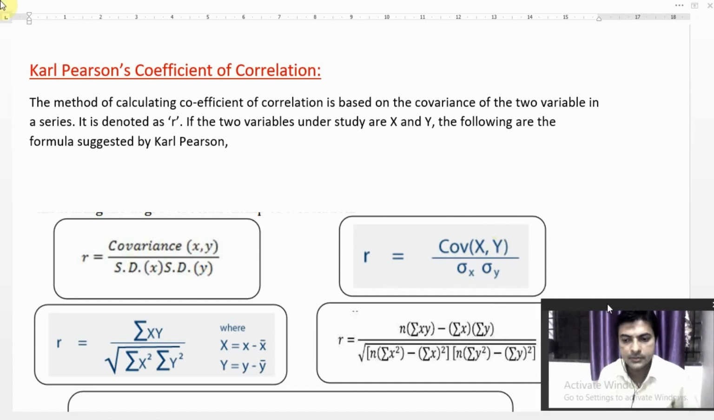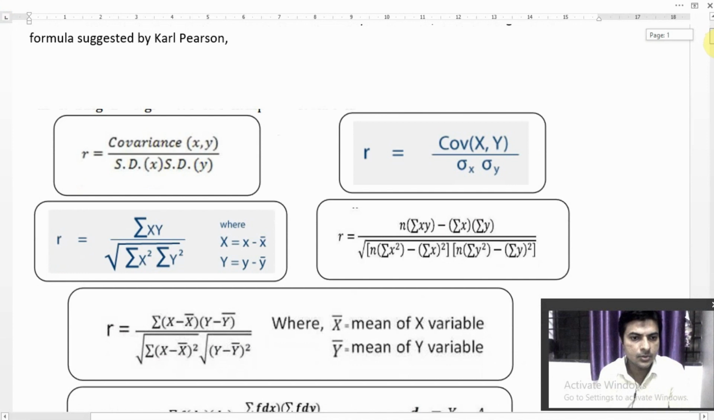Here I have quoted a few formulas. Just go through this. R is equal to covariance of x comma y divided by standard deviation of x into standard deviation of y. Similarly, we have another correlation coefficient formula. R is equal to COV, the covariance, of x comma y divided by sigma x and sigma y.